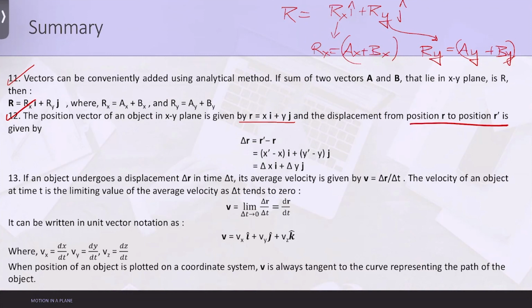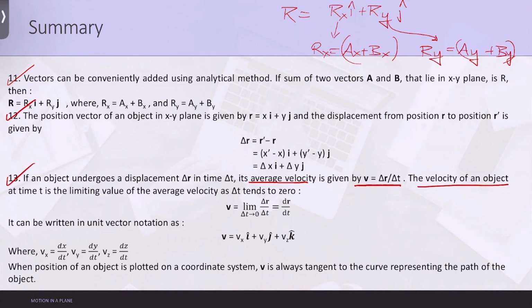And how is displacement obtained? It is nothing but delta r, that is r dash minus r. So just put the values here and you will obtain it is equal to delta x i cap plus delta y j cap. Next, if an object undergoes a displacement delta r in time delta t, what is its average velocity? Average velocity is nothing but v bar, which is equal to delta r by delta t.